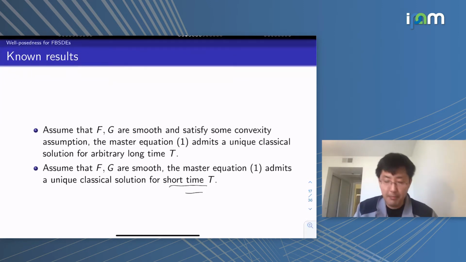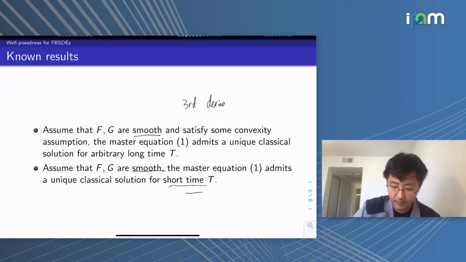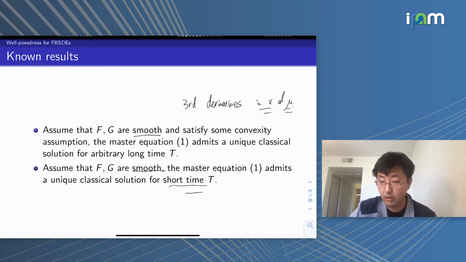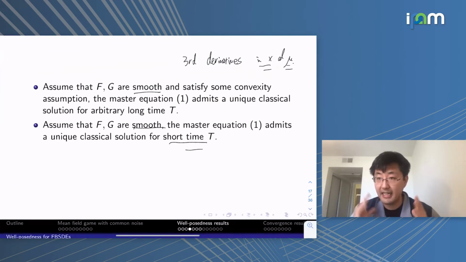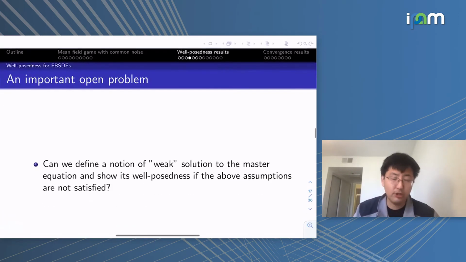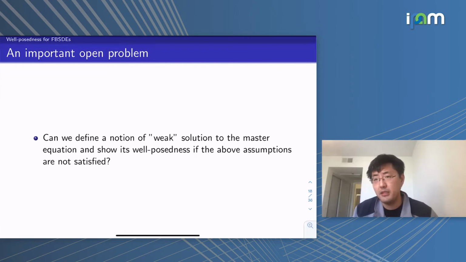And what do I mean by smooth here? At least they have third order derivatives in x and the mu variable, not only in x but also in mu. They need that to derive the master equation classically and have a classical solution. So I want to say that the major open problem for the master equation is the following: can we define the notion of weak solutions to the master equation and show its wellposedness if the above assumptions are not satisfied?